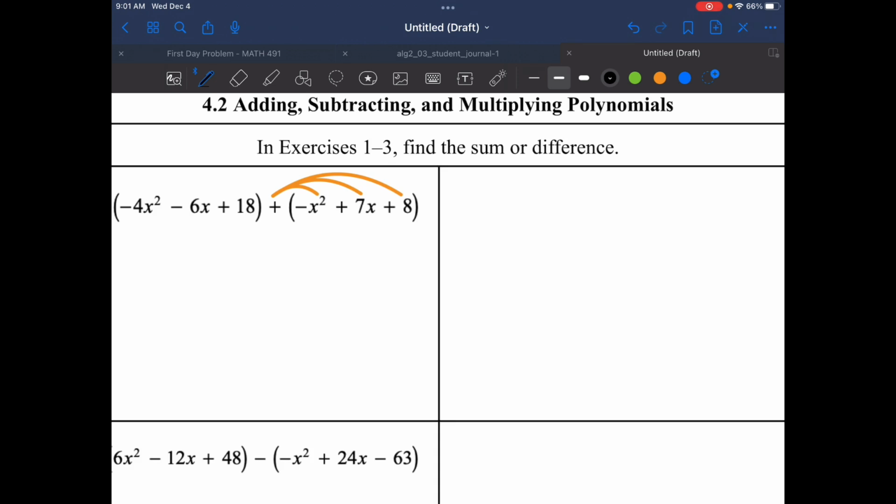Remember, a positive times a negative is still going to be -x squared. A positive times a positive is still going to be 7x. And a positive times a positive is still going to be plus 8. Okay? And this is going to be -4x squared minus 6x plus 18. Okay?